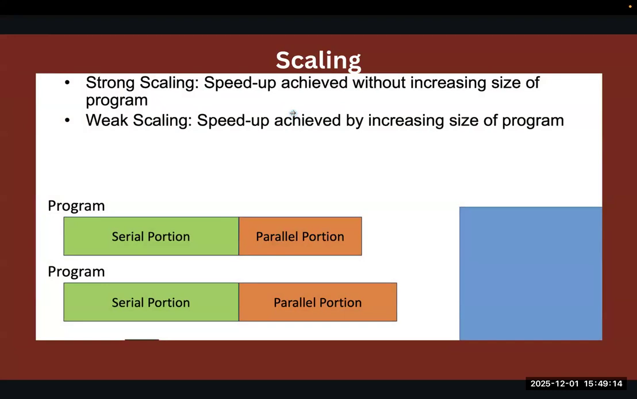Then we have scaling. There are two different types of scaling. One is strong and one is weak. Strong scaling measures how much faster a program runs, keeping the problem size the same. Weak scaling measures the performance when we increase the workload size proportionally to the number of processors, aiming to keep execution time stable. Both help us evaluate how well a parallel system handles increasing resource availability.